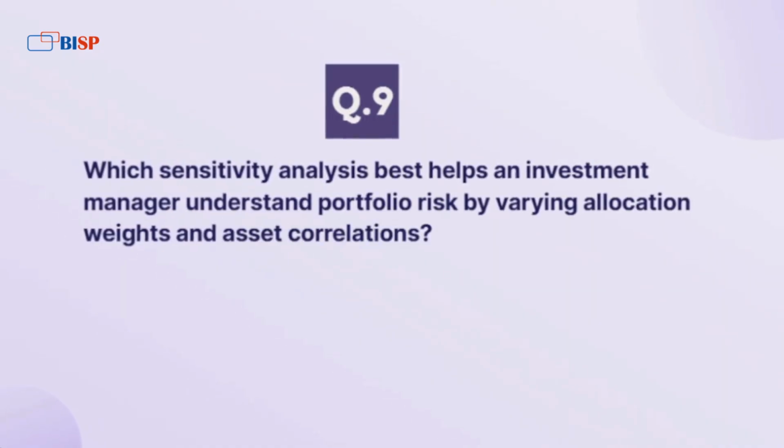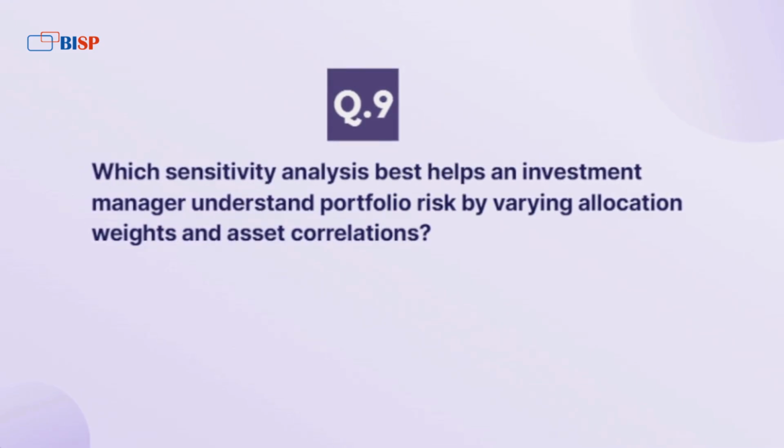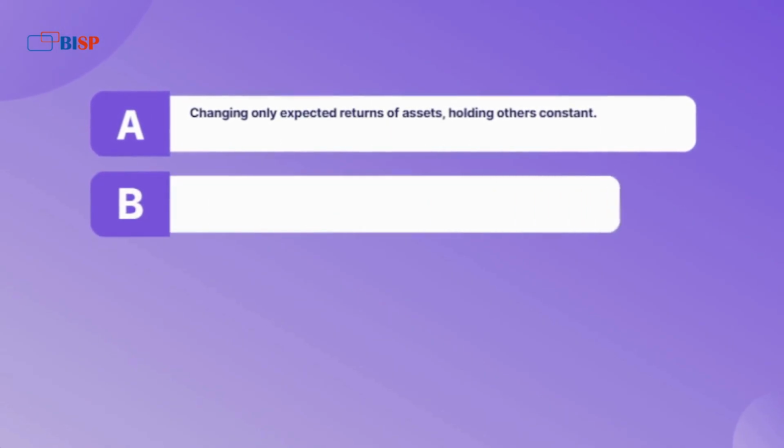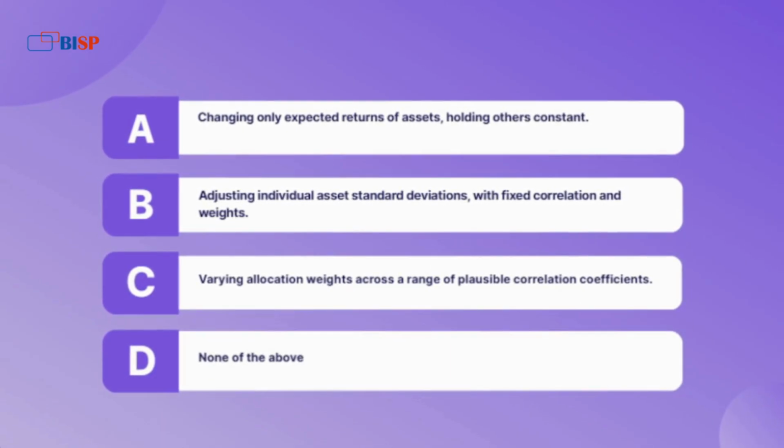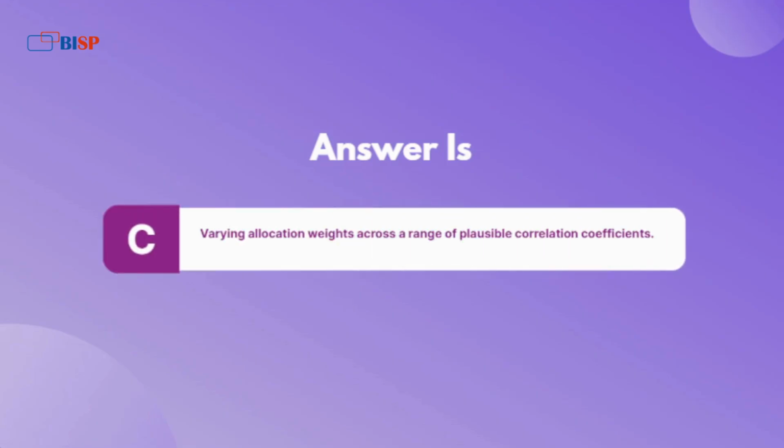Which sensitivity analysis best helps an investment manager understand portfolio risk by varying allocation weights and asset correlations? A. Changing only expected returns of assets, holding others constant. B. Adjusting individual asset standard deviations, with fixed correlation and weights. C. Varying allocation weights across a range of plausible correlation coefficients. D. None of the above. Answer is C. Varying allocation weights across a range of plausible correlation coefficients.